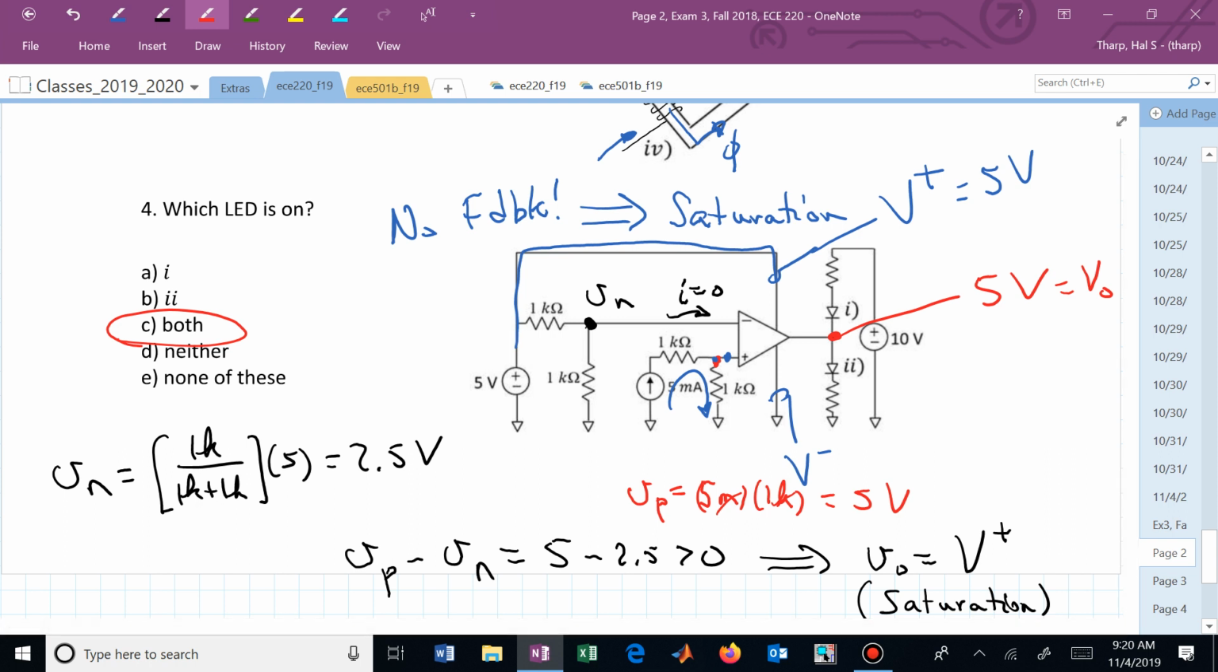What if it was in the other saturation mode? What if Vp and Vn were just reversed for whatever reason? Let's say we connected up the input pins to where Vn was 5 and Vp was 2.5. What would the output be? What would VO be? If this difference, Vp minus Vn, is now negative, it's going to go to the negative supply rail. In this case, that's 0.